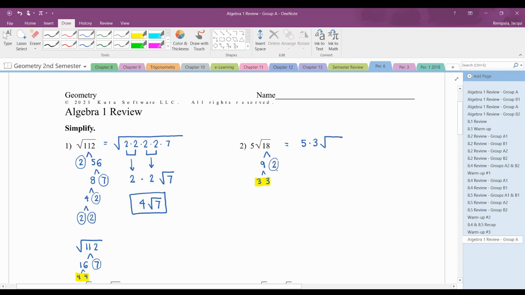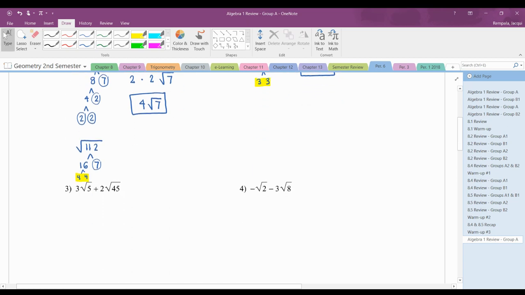The only number that's not paired up is that 2 that we then keep under the radical. So that means I get to multiply the 5 and the 3 to give me 15. So 15 root 2 would be my simplified answer.